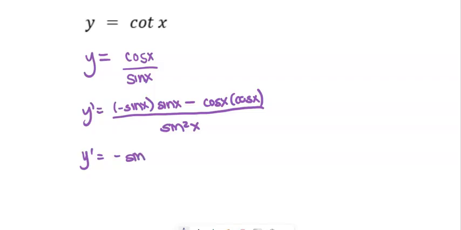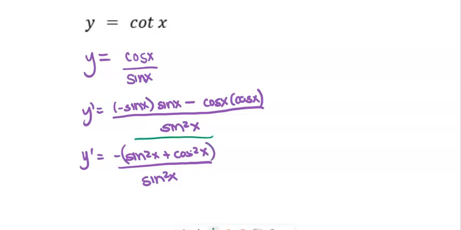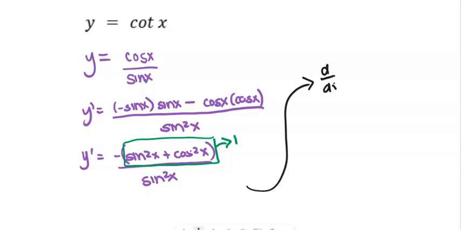Clean this up. Negative sine squared x minus cos squared x all over sine squared x. Now I'm going to factor out this negative so that I can use a trig identity. This actually equals 1. So the derivative of cotan x is actually equal to negative 1 over sine x squared, or negative cosecant squared x.